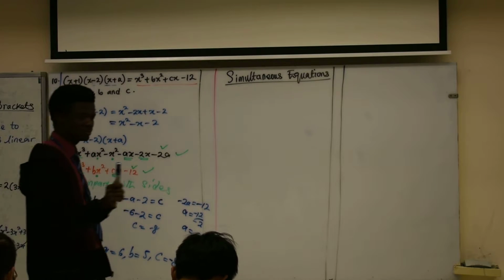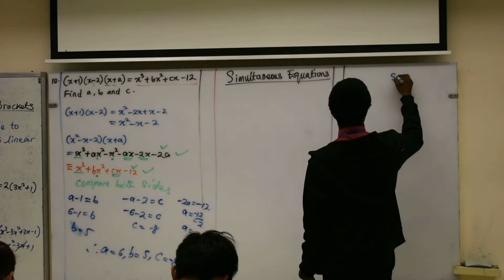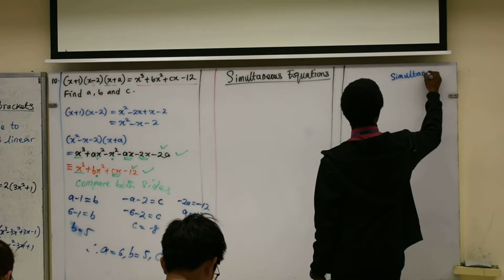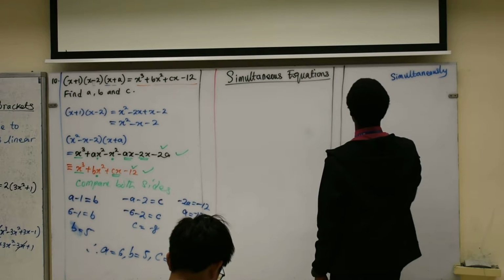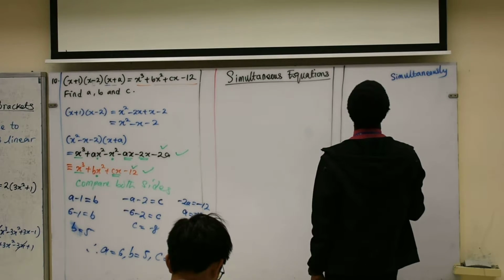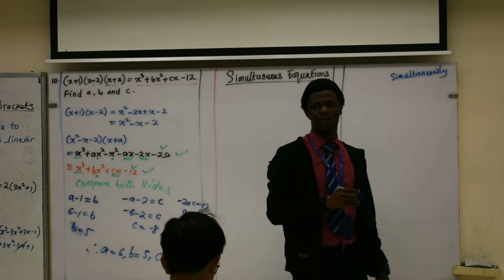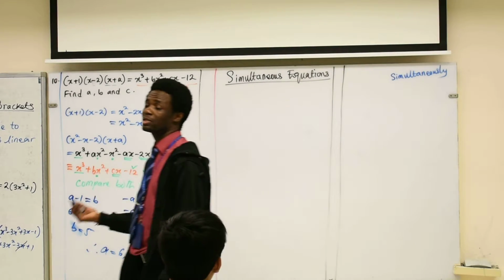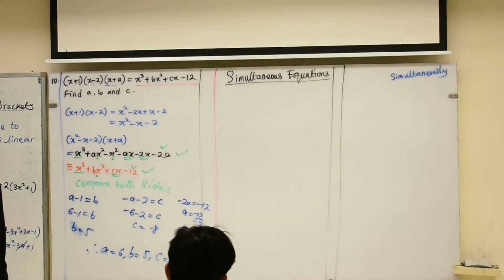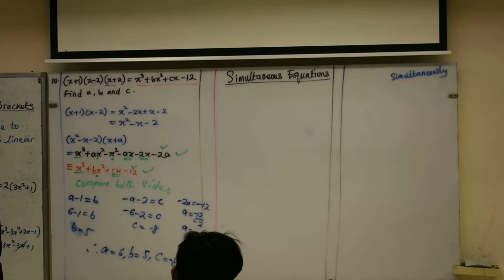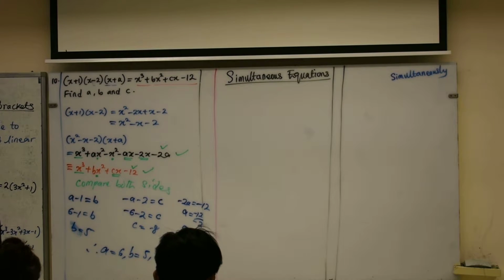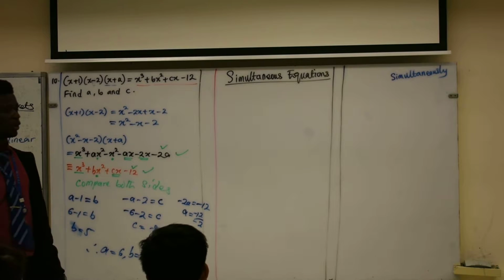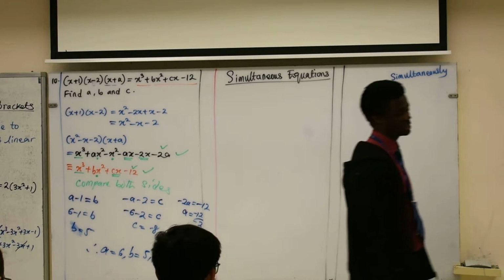I will ask a question. What does this word mean? Did I spell it right? Yeah. When you do things simultaneously, what does it mean? At the same time. Wow. Answer. What are you doing at the moment? Be careful. When you do things simultaneously, it means you are doing it at the same time.